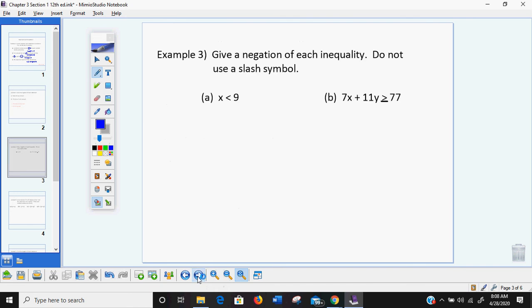Another one. Give the negation of each inequality. Do not use the slash symbol. In other words, don't just say x is not less than 9 with a slash through it. So for part A, if x is less than 9 and we want the opposite, then x can be greater than or equal to, since it didn't cover that, greater than or equal to 9. If we have 7x plus 11y is greater than or equal to 77, well, we don't want it to be greater than, we don't want it to be equal to, it has to be less than. So we would say 7x plus 11y is less than 77.